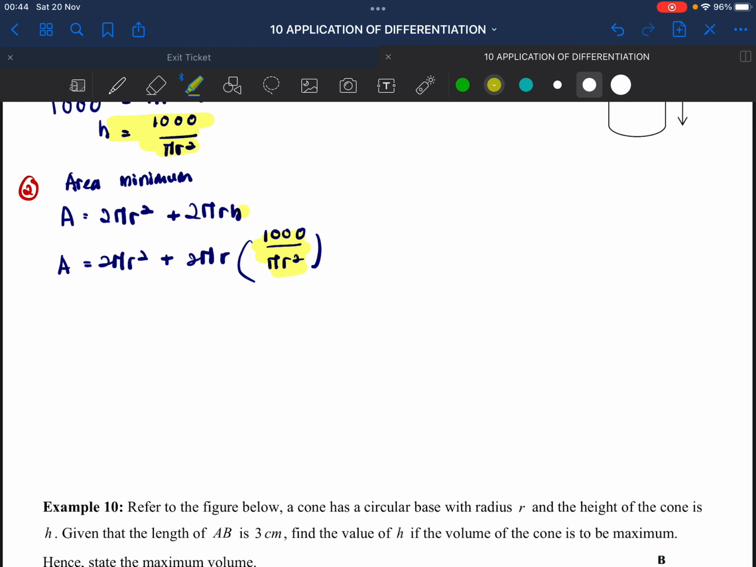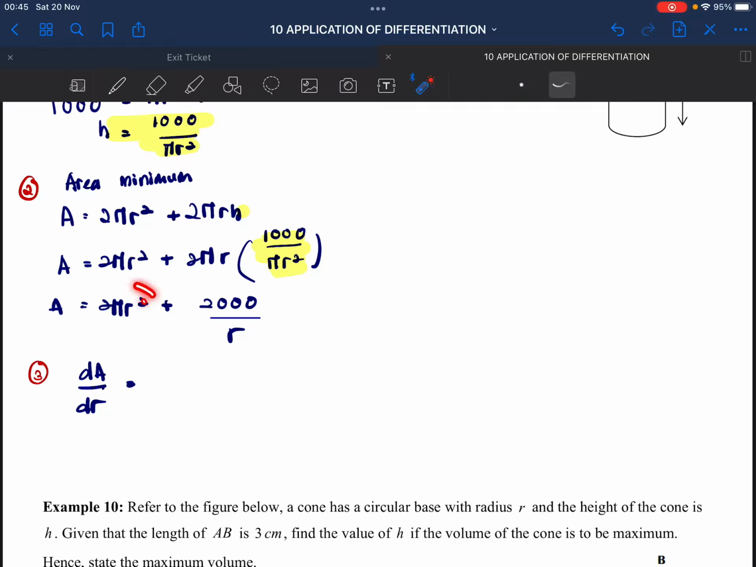Okay, so now we are going to simplify: 2 pi r square plus 2 times 1000, we will have 2000 over r. Okay, so that's it. Your A is in a single variable. So let's move on to the third step, which is we are going to differentiate our A with respect to r, because only r is left here. So differentiate A with respect to r.